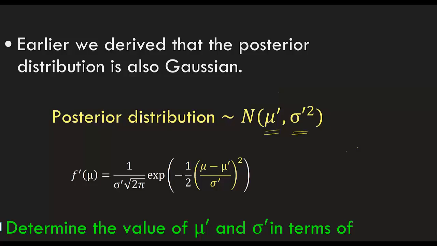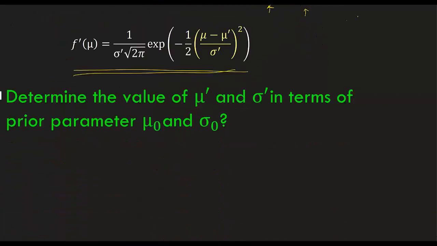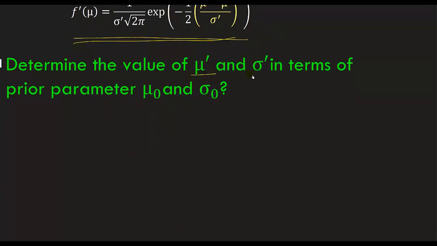So what is the idea in this case? Basically we want to estimate mu dash and sigma dash by equating two expressions. So let's see how we will do that. My mu follows a normal distribution, then I can write the PDF for mu like this. So now my question becomes simply a calculation: we have to determine the value of mu dash and sigma dash in terms of the prior mean mu naught and prior variance sigma naught square.